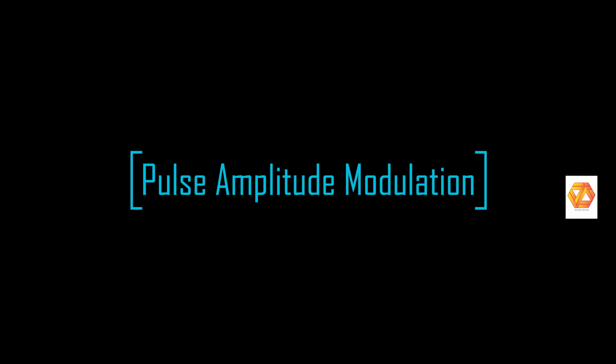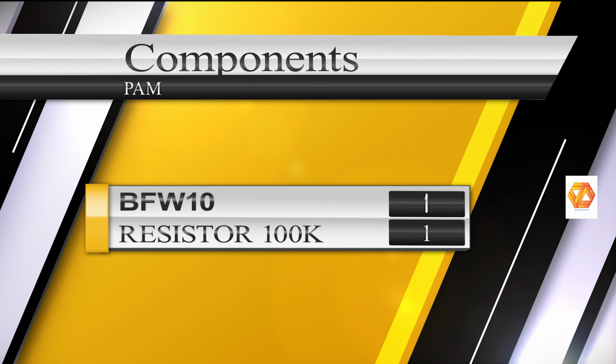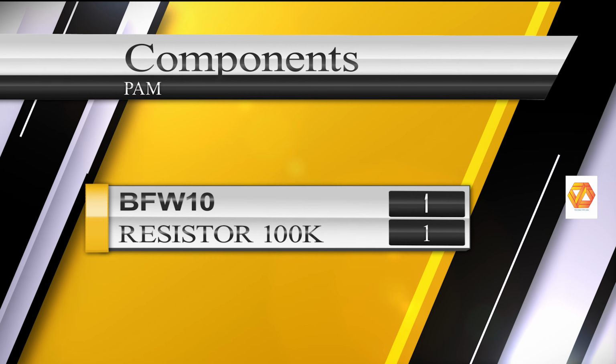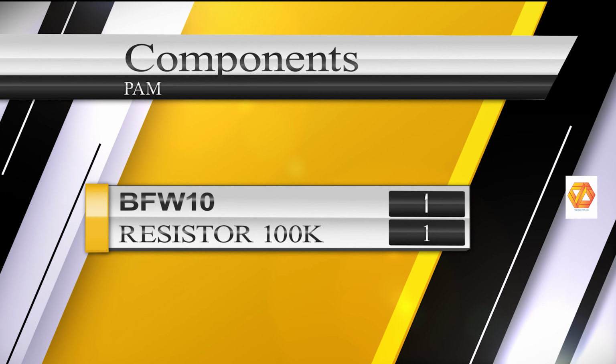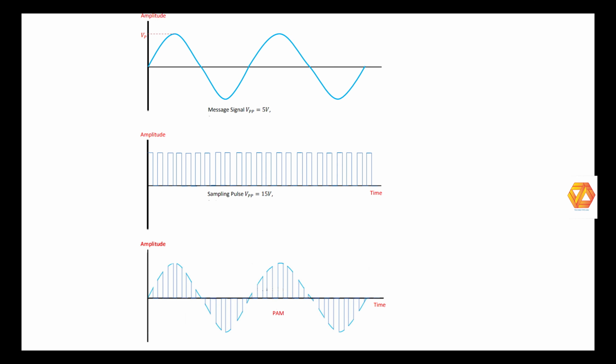Pulse amplitude modulation, that is PAM. This is a type of pulse modulation. We need a BFW 10 FET and a 100 kilo ohm resistor to construct this circuit. This is the circuit diagram of a PAM modulator, and these are the waveforms.